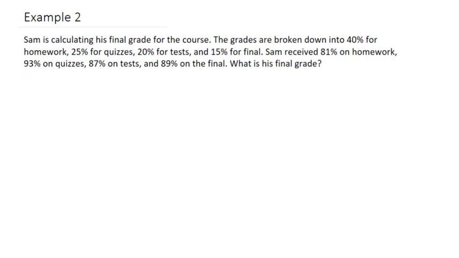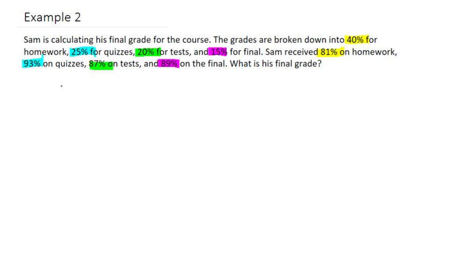So Sam's calculating his final grade for the course, and the grades are broken down into 40% for the homework, 25% for quizzes, 20% for tests, and 15% for the final, on which he received 81% on the homework, 93% on the quizzes, 87% on the tests, and 89% on the final. So let's go ahead and just highlight the rest of what we need to calculate. And then let's set it up.